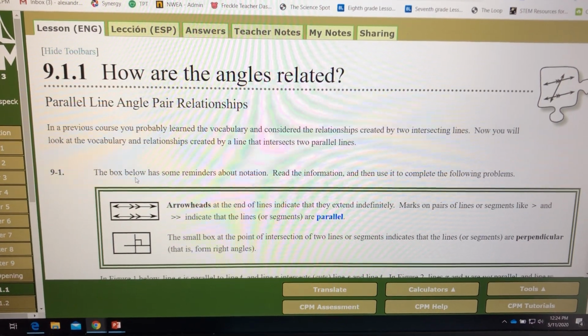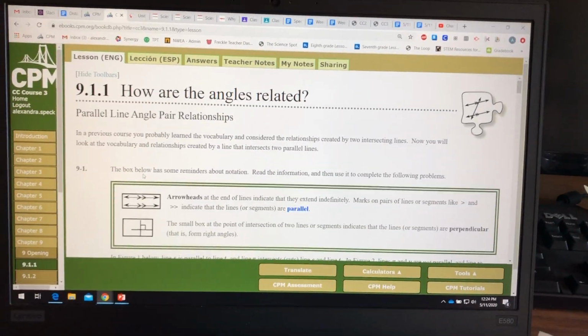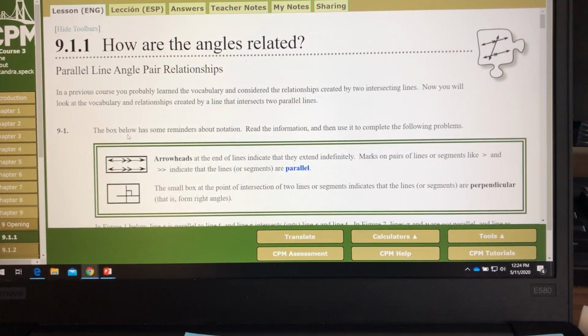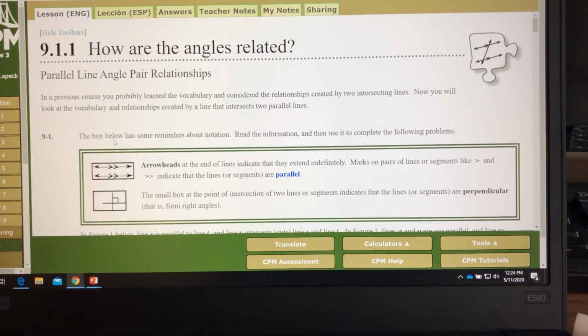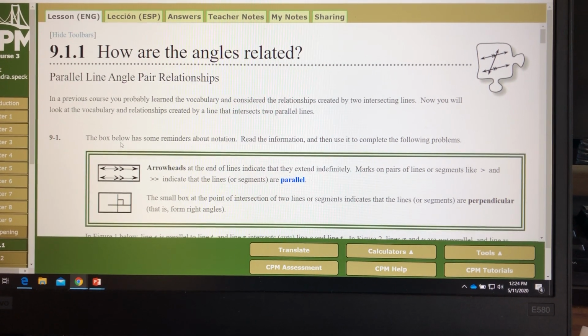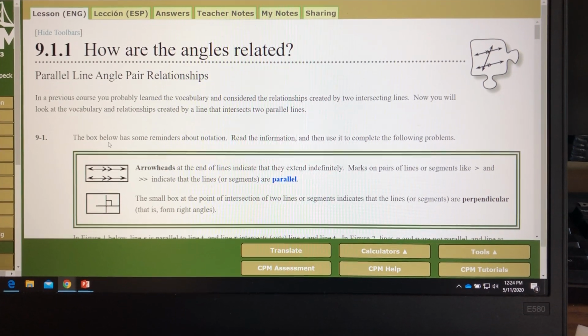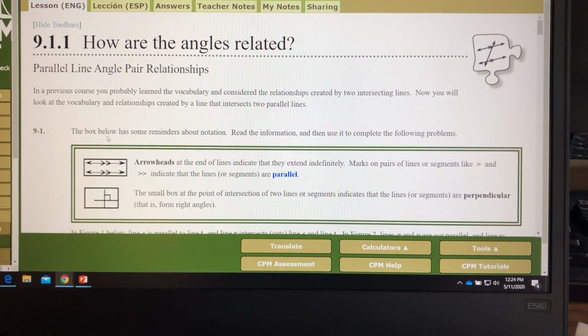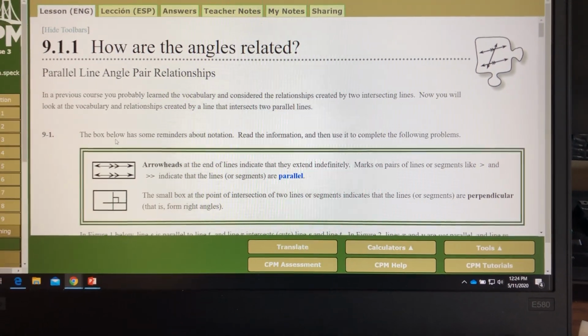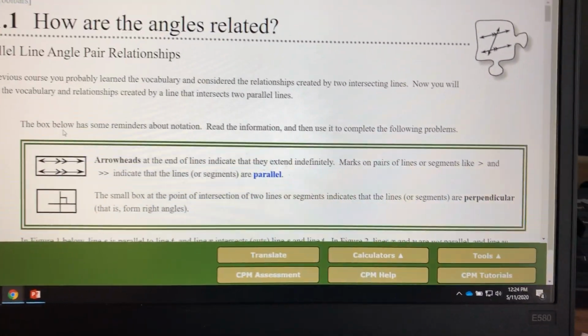All right, for 8th grade, we are on 9.1.1 titled How Are the Angles Related? And I'm starting out here because there is a lot of stuff that I want you to see on the screen while I'm talking. So we're talking about angle pair relationships in this lesson, and we went over 9-1 on the Google Meet, so I'm not going to go over too much of it.